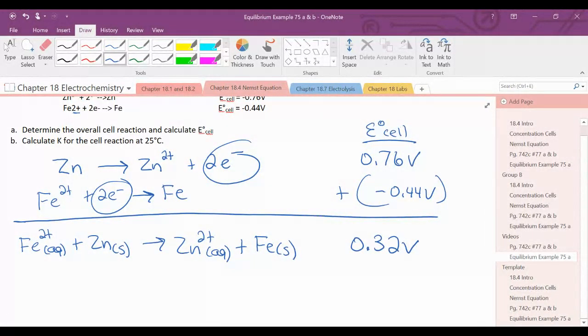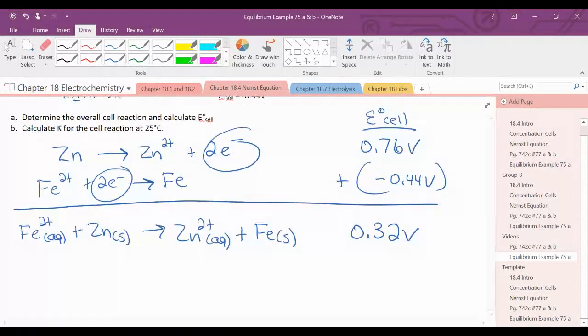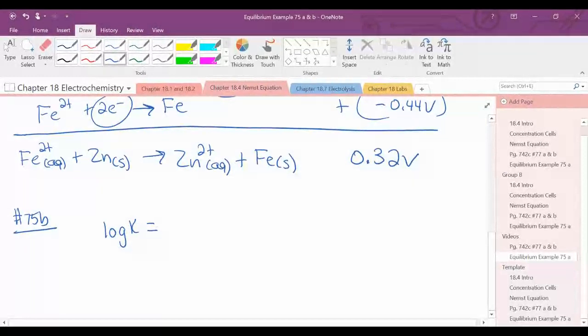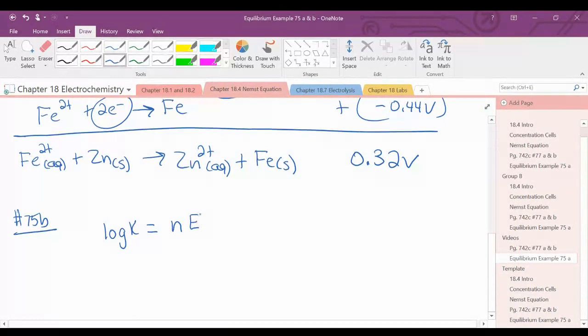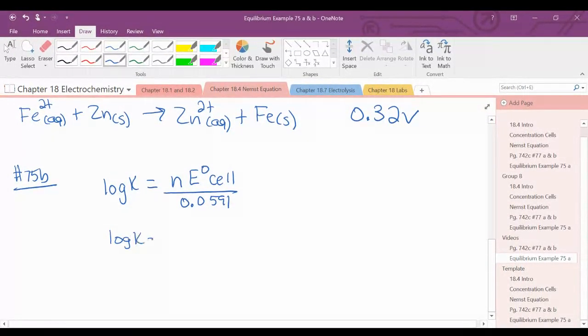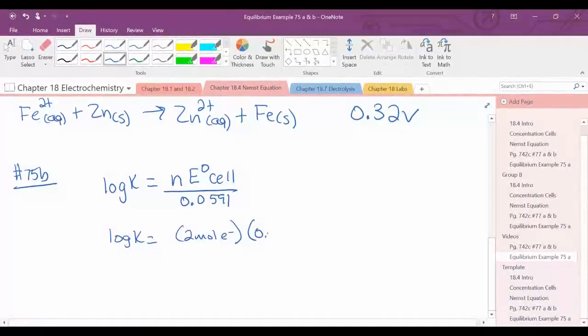So then we want to calculate K for this. And so this is 75B. The log of K equals the moles of electrons times the cell potential divided by 0.0591. And so the log of K equals 2 moles of electrons times the cell potential divided by 0.0591.